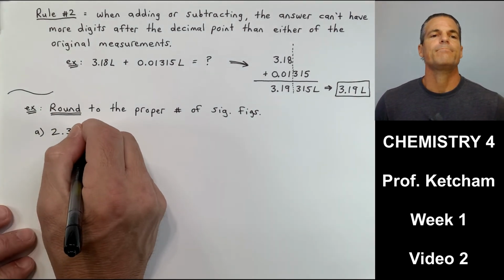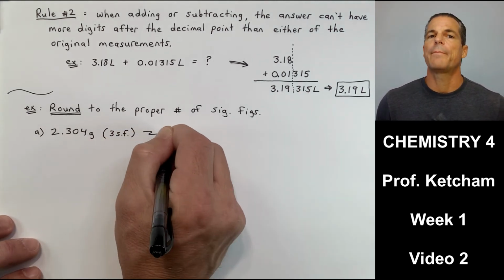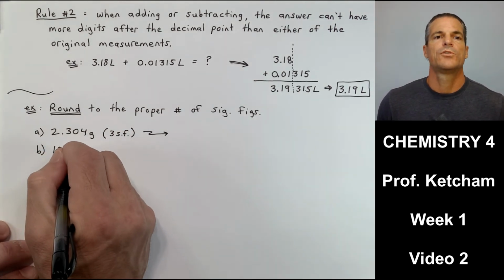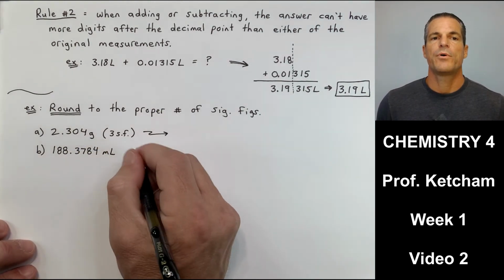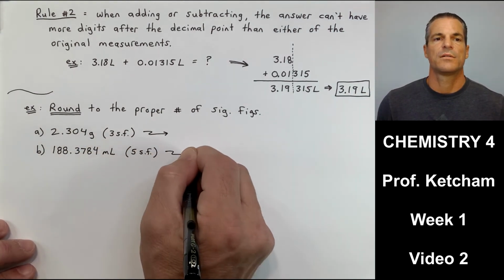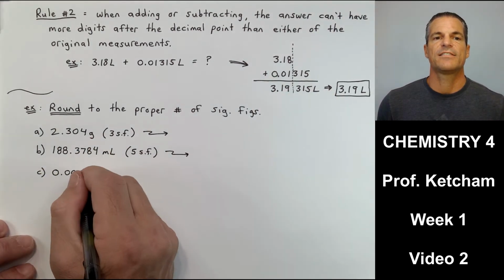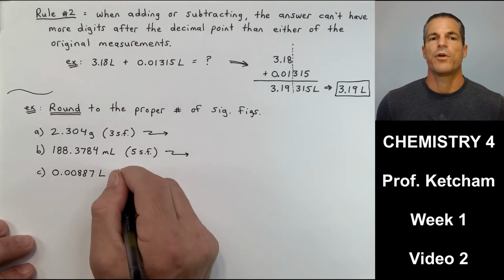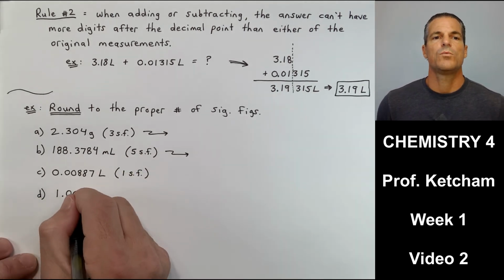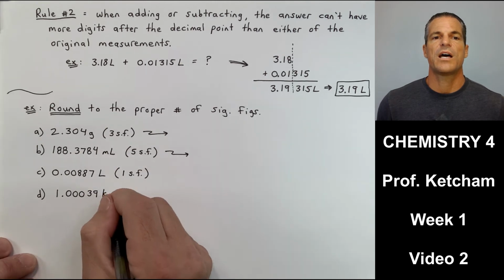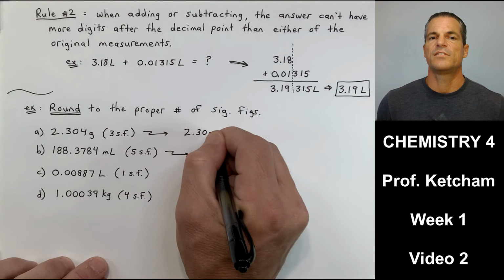Example, round, so now we're talking about rounding. Round to the proper number of sig figs. A, 2.304 grams. B, 188.3784 milliliters. C, 0.00887 liters. And then in parentheses, they tell us how many sig figs we're going to round these to. D, 1.00039 kilograms.